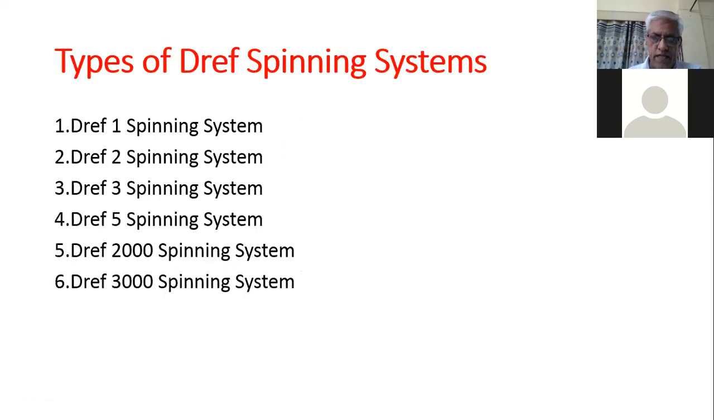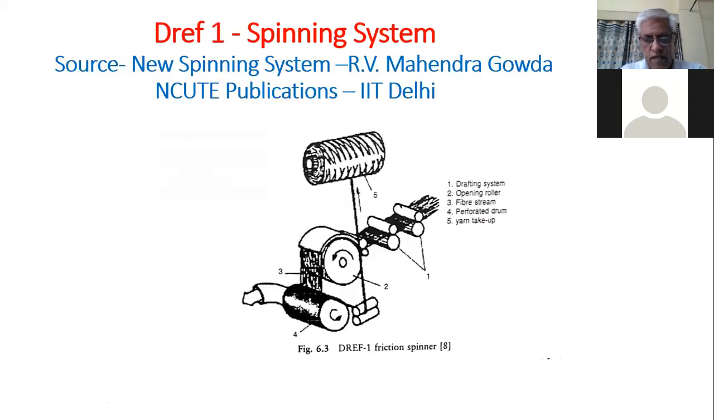We have already studied that there are different kinds of draft spinning systems: draft 1, draft 2, draft 3, and today we will study the draft 5 spinning system. So let me revise the things. The draft 1 spinning system is producing the yarn with the help of a single perforated drum, and the slivers are fed in the drafting system.